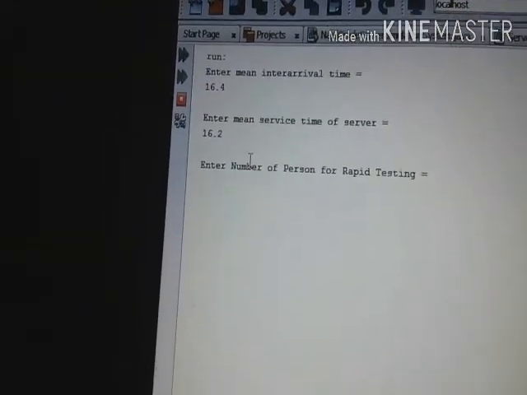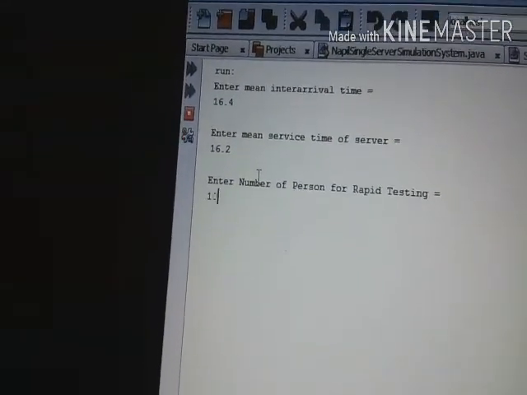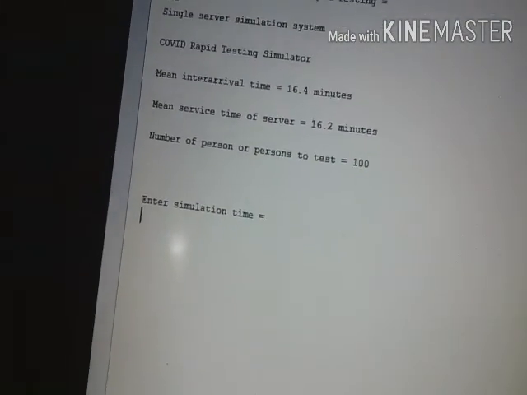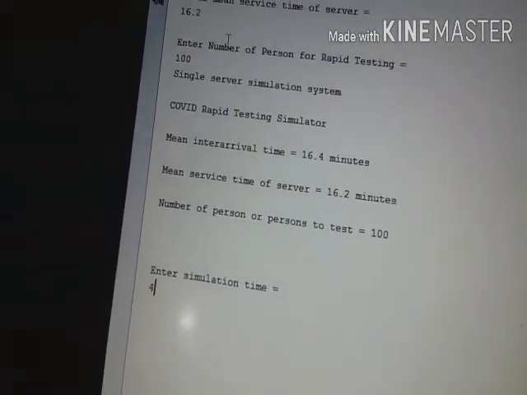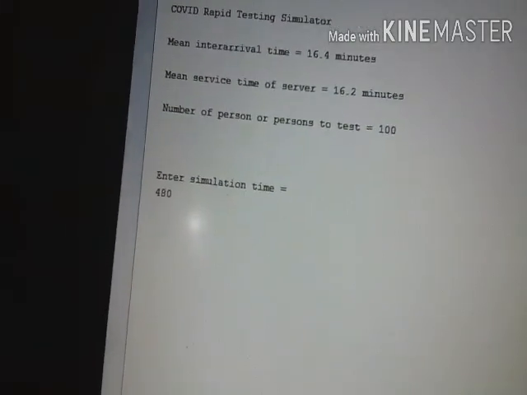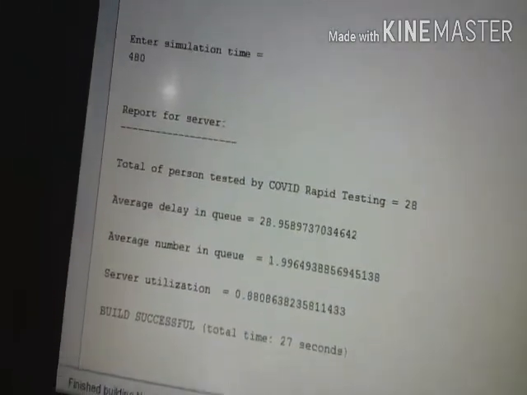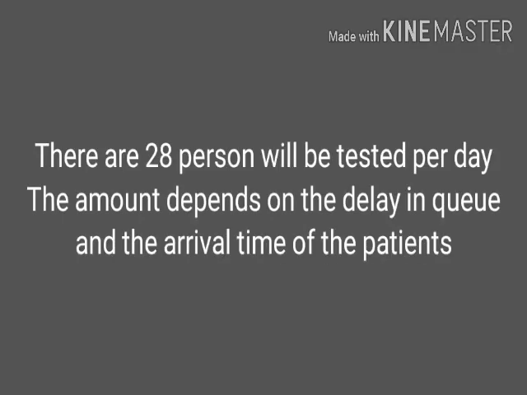And let's simulate again for about 8 hours of simulation time. 8 is the amount of working hours, so 60 times 8 equals 480. The result is that 28 persons will be tested per day. The amount varies depending on the delay of the system and the arrival of the patients.